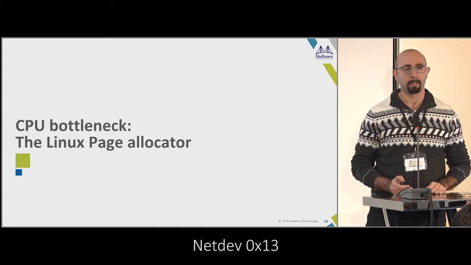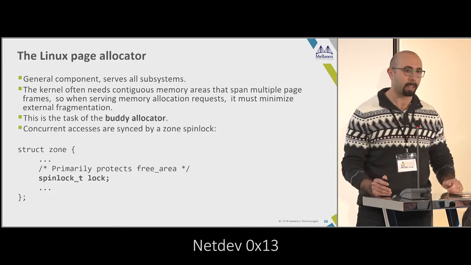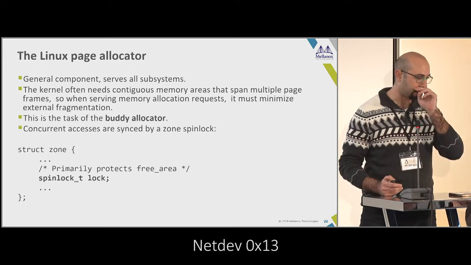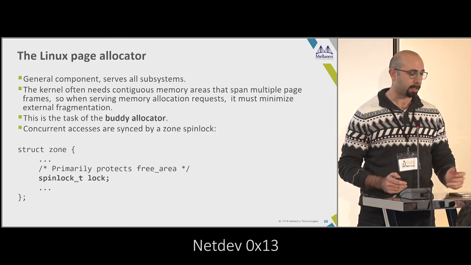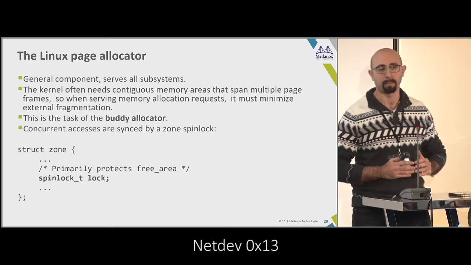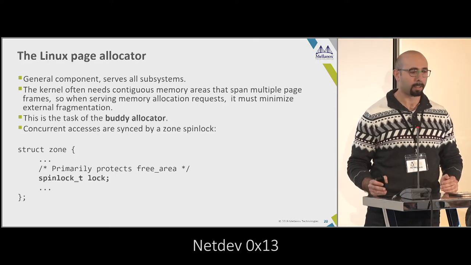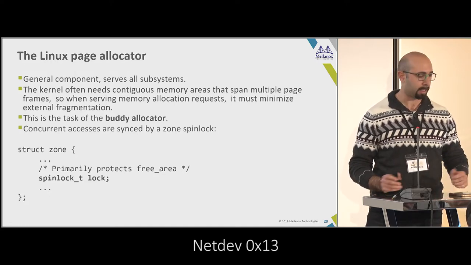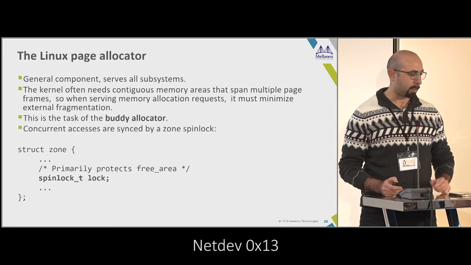It's in the page allocator, in the Linux page allocator. So the Linux page allocator is a general component. It serves all subsystems. It's not dedicated to networking. There is some buddy allocator, buddy system, that cares to minimize the external fragmentation and combines pages of low orders into pages of higher orders. And this is a shared resource. Different CPUs ask for pages, and this needs to be synced. This is protected by a spin lock in the struct zone.